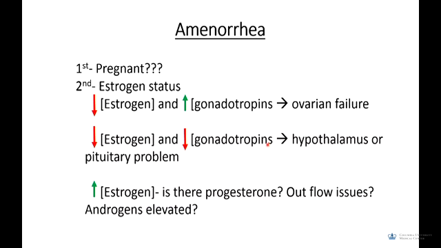So amenorrhea. The first and foremost thing that we were taught is to ask if the patient is pregnant or do a pregnancy test. That's the number one cause. And then you look at estrogen status, and it could work really well in a flow chart. If estrogen status is low, then you go next to gonadotrophins, and if it's high gonadotrophins, you have ovarian failure, so that's mostly menopause, and if you have low estrogen and gonadotrophins, then you're thinking about a secondary hypothalamus or pituitary problem. If your estrogen levels are high, you're thinking about progesterone or outflow issues or androgen levels that are elevated, and we'll talk about those in just a second.